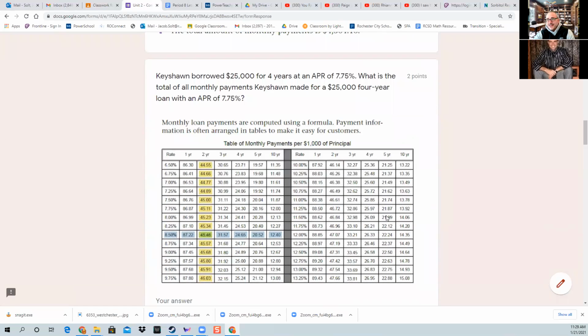So the practice problem I have for you is this one right here. Keyshawn is going to borrow $25,000 for 4 years at an APR, annual percentage rate, of 7.75%. What is the total amount of all monthly payments Keyshawn made for this $25,000 loan, with a term of 4 years and an APR of 7.75? Let me give you some time to figure that out. I'll stop sharing. Take just a minute.